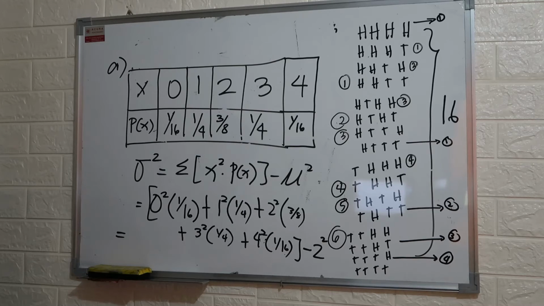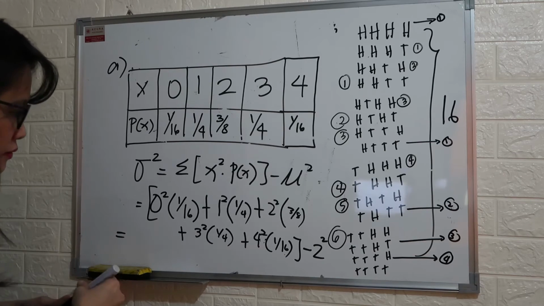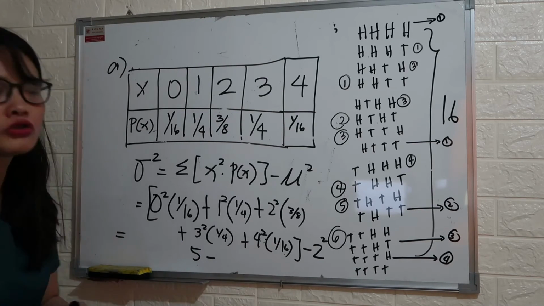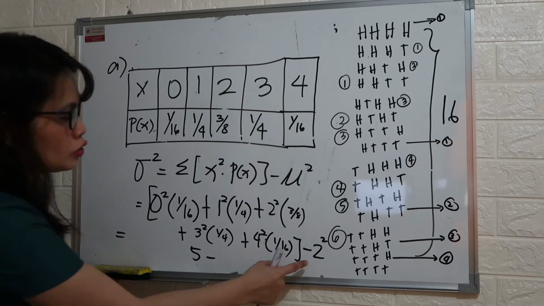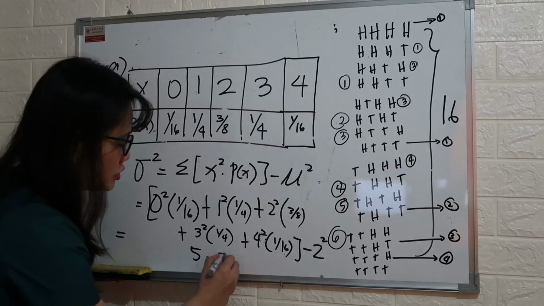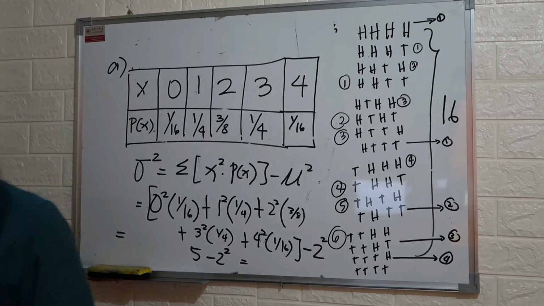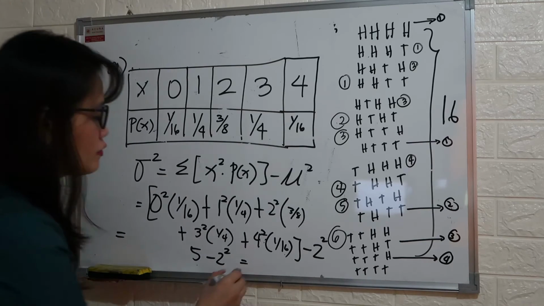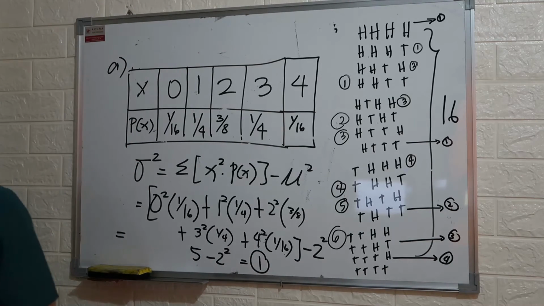Plus 4 squared multiplied by 1 over 16. Okay, let's see. 5 minus 2 raised to 2. What is 2 raised to 2? We need to square the mean. So what will be the answer now? You need to square the mean. Okay, 1. So your variance is 1. Now, what about the standard deviation? How do we solve for the standard deviation?